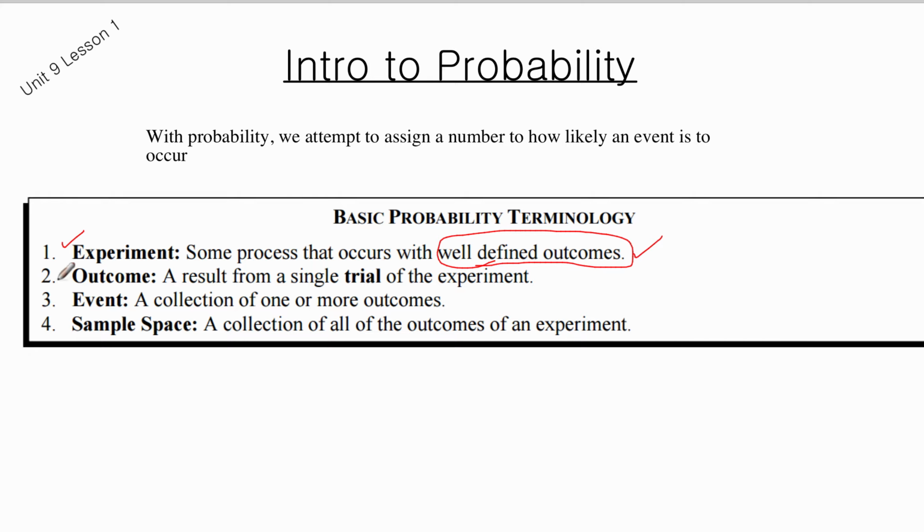An outcome is a result from a single trial of an experiment. So to do an experiment, we must do a lot of outcomes, which are called events, a collection of one or more outcomes. And then the sample space is a collection of all the possible outcomes of the experiment.